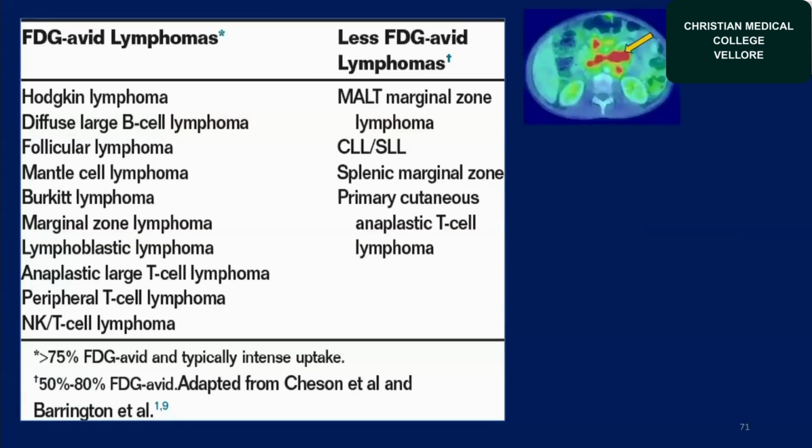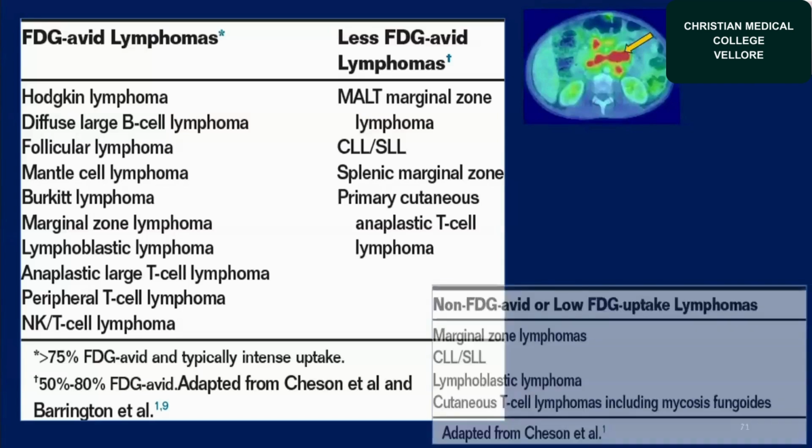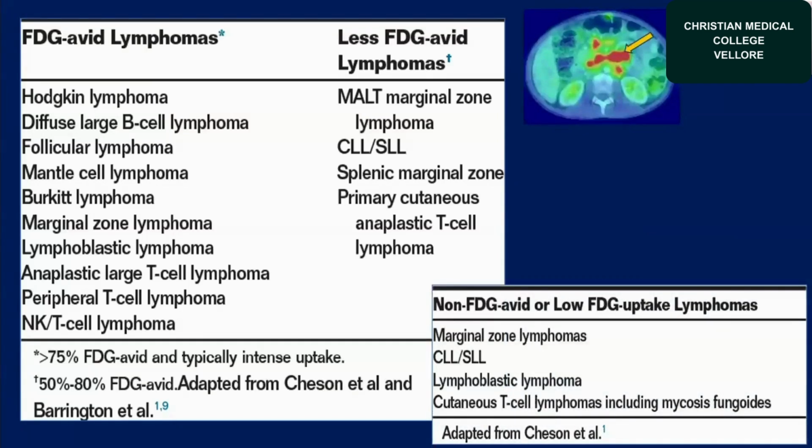So this is an example of how avid retroperitoneal nodes are found in a patient expressing good FDG uptake. Like I already mentioned, it is important to note that there are lymphomas like primarily the marginal zone lymphomas, the CLL, lymphoblastic lymphomas, and cutaneous T cell lymphomas, which do not express or accumulate FDG within the cells. So this is an example of a child with enlarged cervical nodes. We find that the uptake is almost normal.